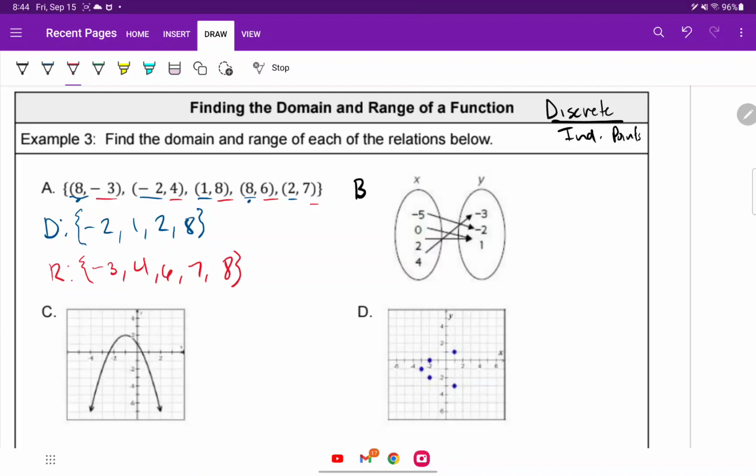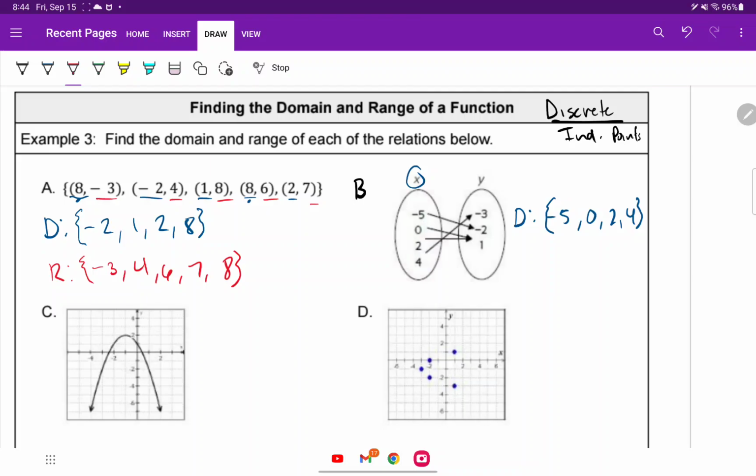All right, now for this next one here, for letter B, we have the mapping here. So when we're doing the domain, it's pretty straightforward here. I like these kind of mapping problems because it already tells us what the x column is, right? So it doesn't really matter if there's more than one arrow coming out of those. We only write it once. For our domain, we have our x column is -5, 0, 2, 4. And it's already in numerical order. And notice, I'm not going to repeat any because I can only see the single numbers.